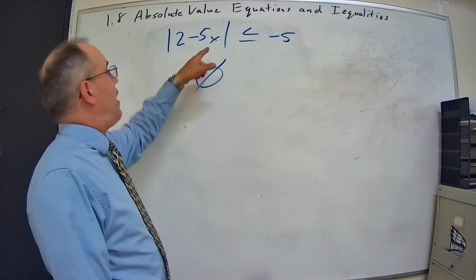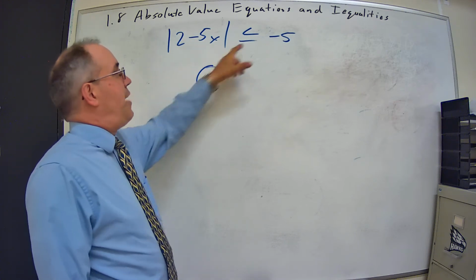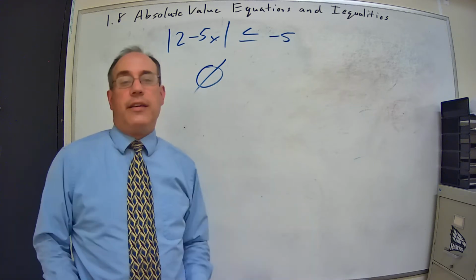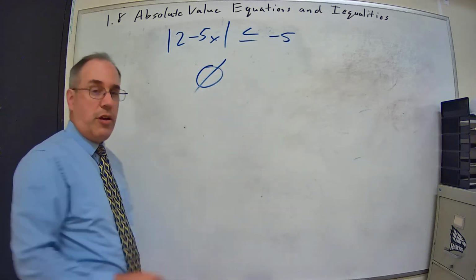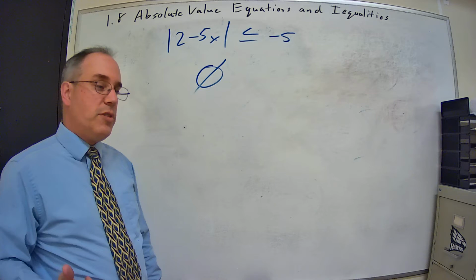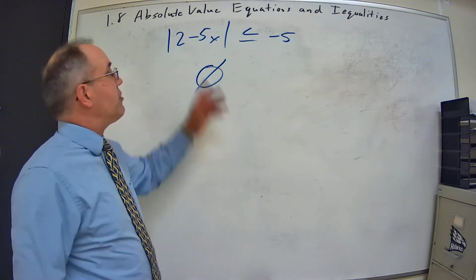There is no value that you can plug in for x that'll make this absolute value less than -5, because absolute value by definition will not give you a negative value. So that's our other special case. So keep those in mind, because as you work on these, you may see something like this, and that'll save you a lot of work.